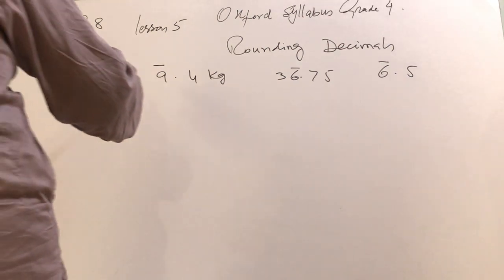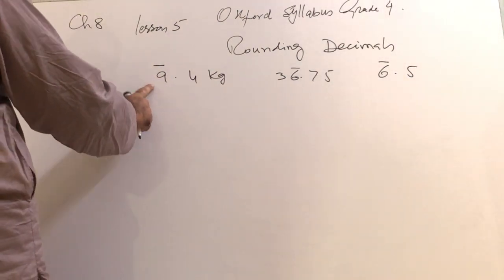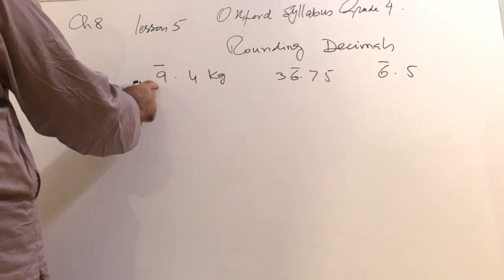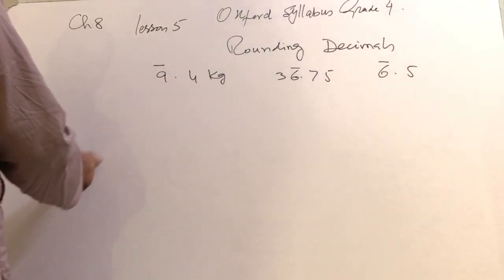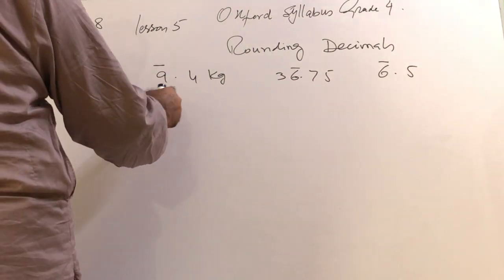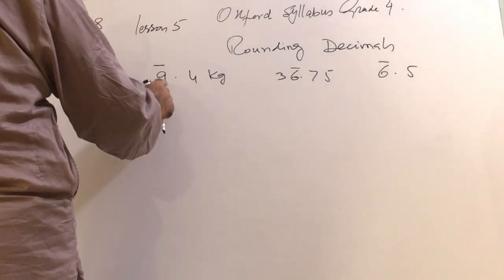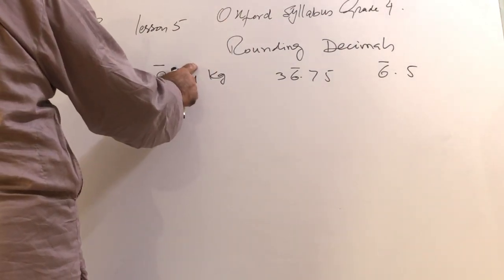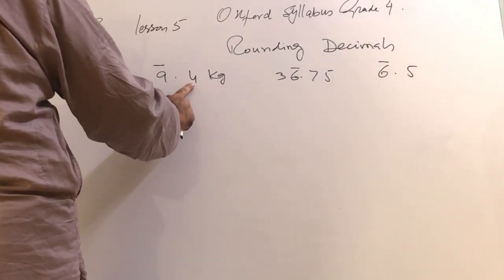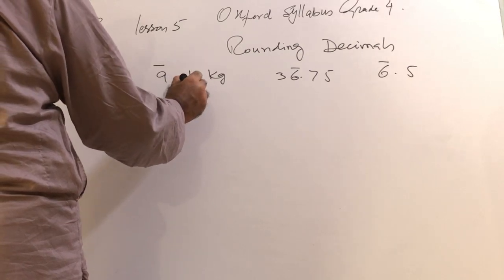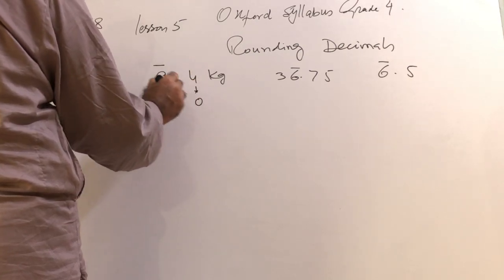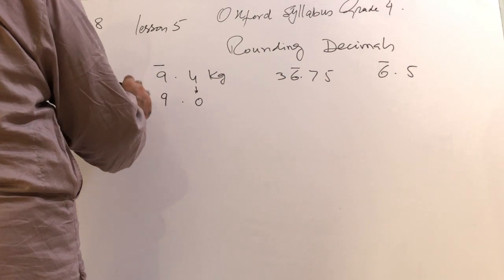So when we need to round off, we put a bar first to decide. We need to see if it is 9 kilogram or 10 kilogram. For that, we need to see its neighbor. Its right side neighbor is 4. It is less than 5. When it is less than 5, we make it 0. It remains the same. So it is 9 kilogram.